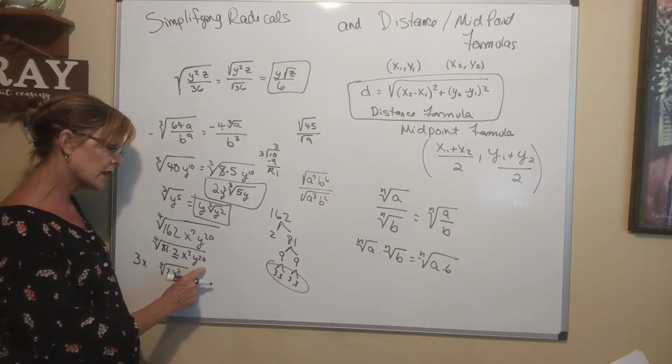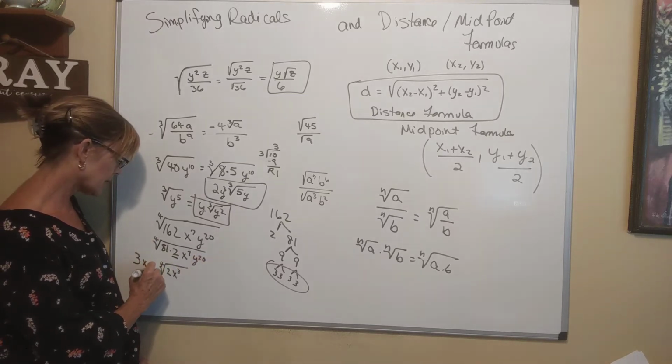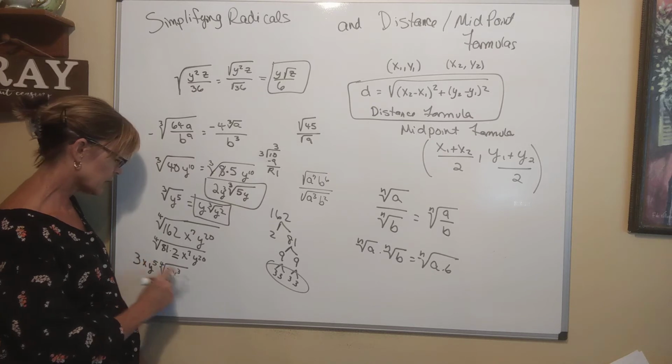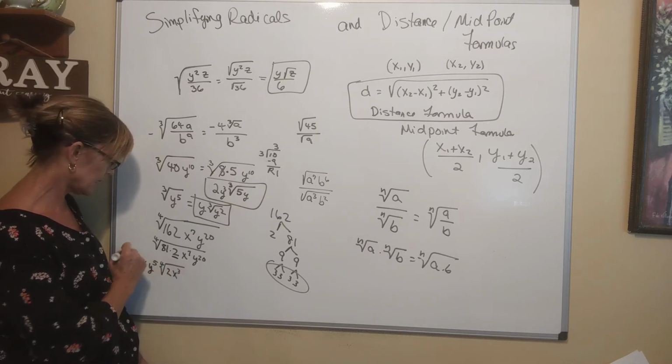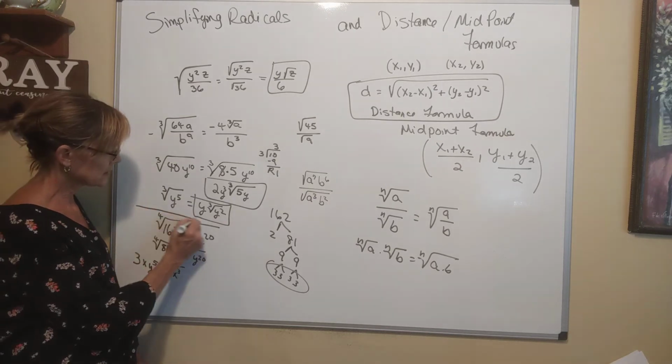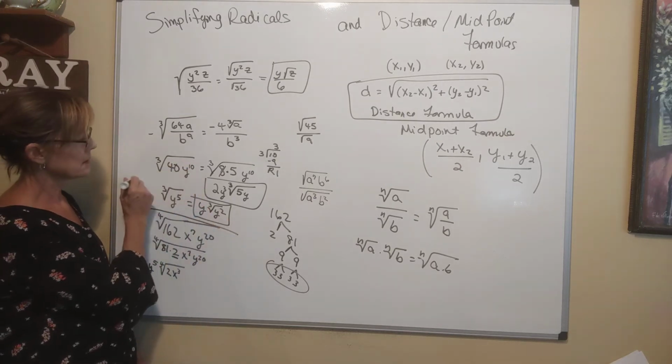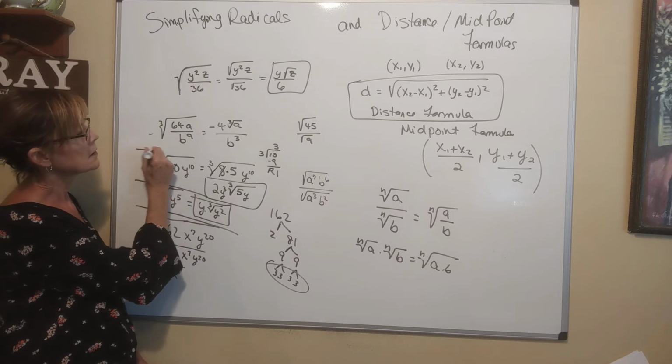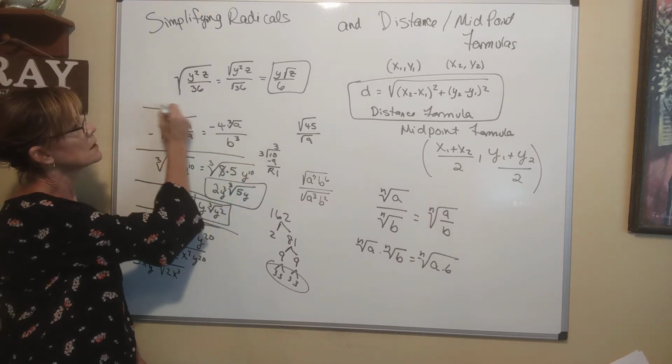4 goes into 20 5 times. 5 y's are coming out. And the remainder was 0, so there's no more y's in there. This is going to be the simplified form for that one. So this is this one. This is a separate problem. This was this one. That was that one.